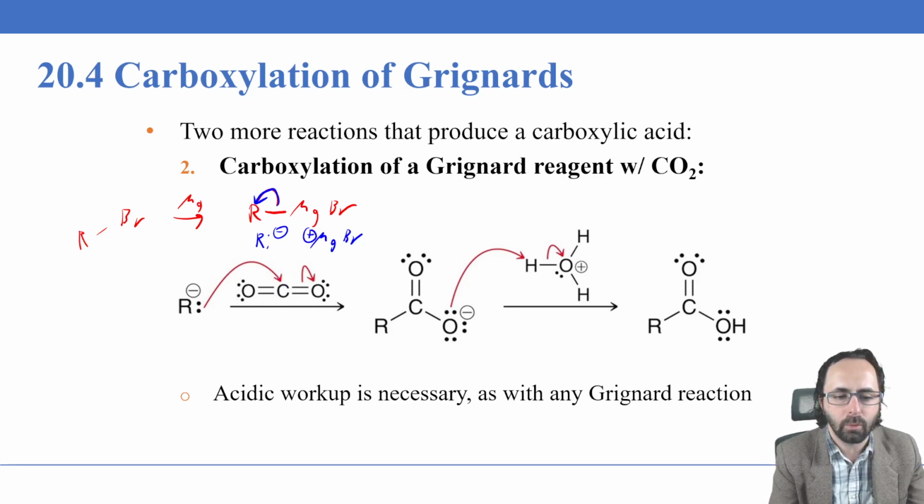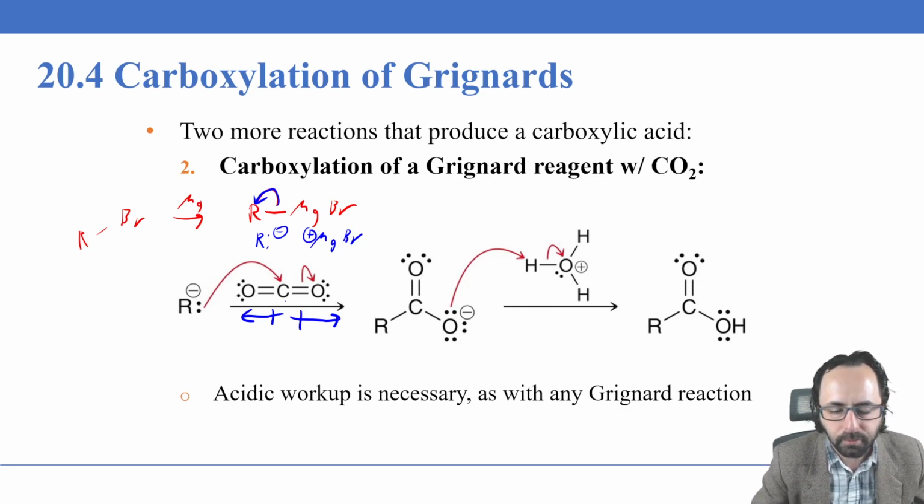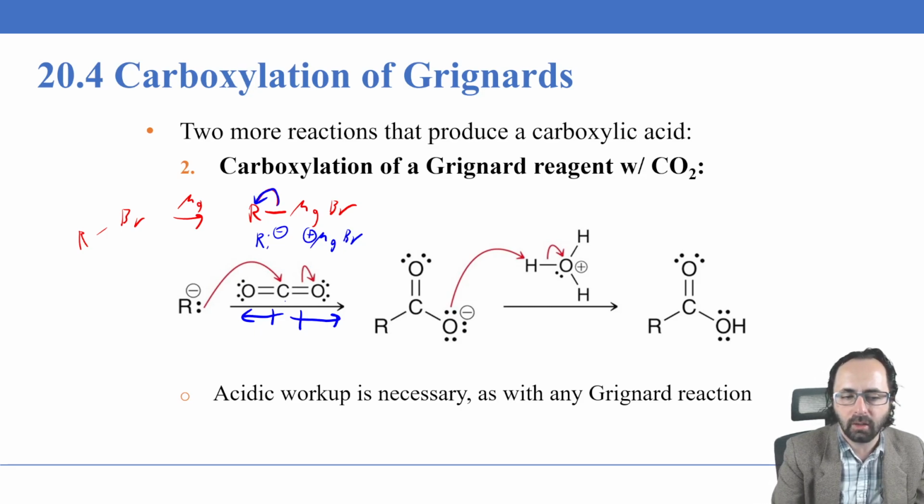Now, if we react this with carbon dioxide, what we're going to get is an attack by this carbanion into this positively charged carbon. The reason why this carbon in carbon dioxide is positively charged is because it's attached to two very electronegative oxygen atoms, which pull the electron density away from it, making this carbon an electrophilic center. And so it will attract the electrons that are in the Grignard carbanion, and will have a nucleophilic attack on this carbon.